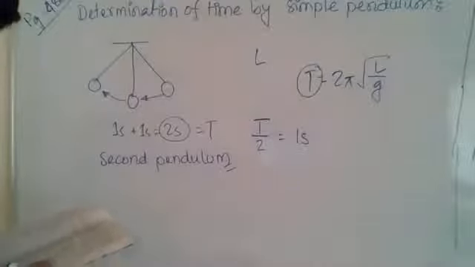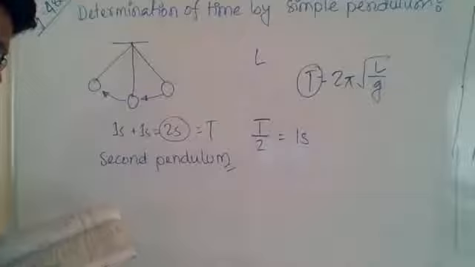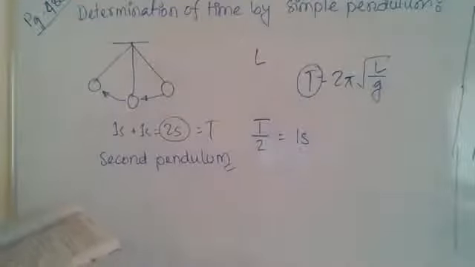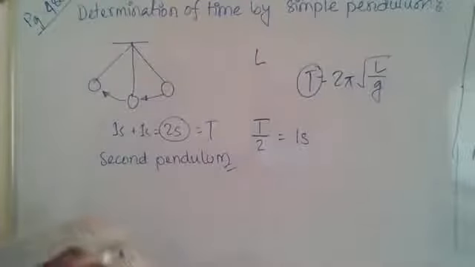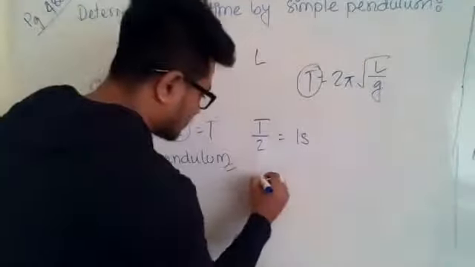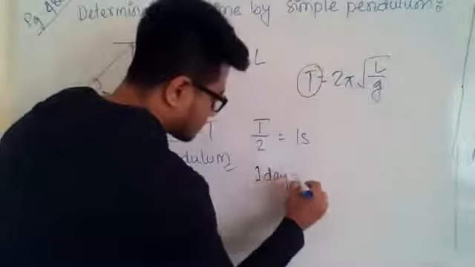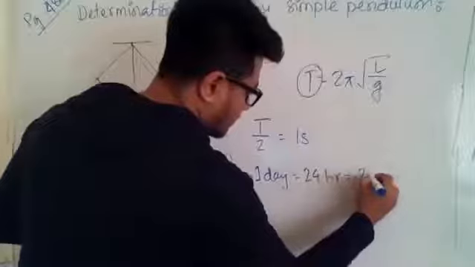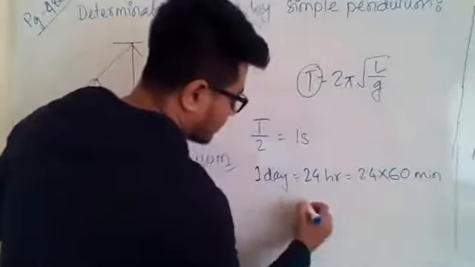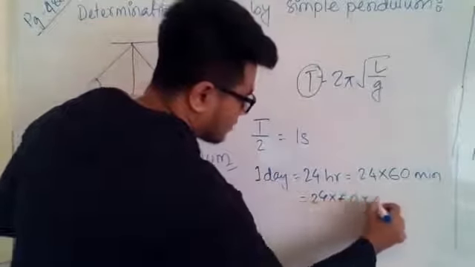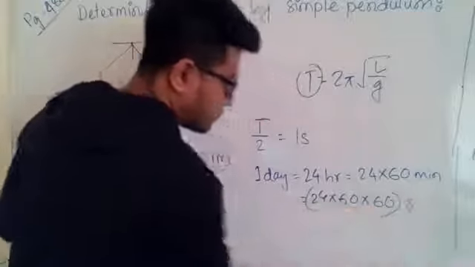By controlling the screw attached to the bottom of the bob, the time period is adjusted. 1 day is 86,400 seconds. We know that 1 day is equal to 24 hours, 1 hour is equal to 60 minutes and 1 minute is equal to 60 seconds. If I convert 1 day to seconds, it will be 86,400. 1 day is equal to 24 hours; if I convert into minutes, it will be multiplied by 60, and to convert into seconds, I will multiply by another 60. You can check this in your calculator.